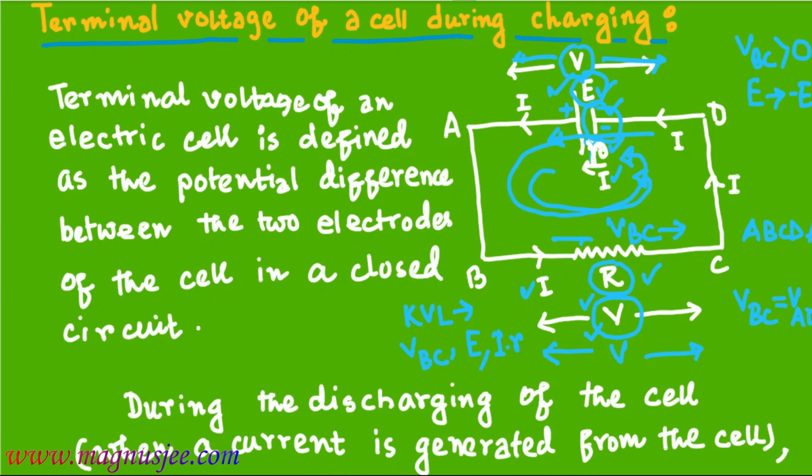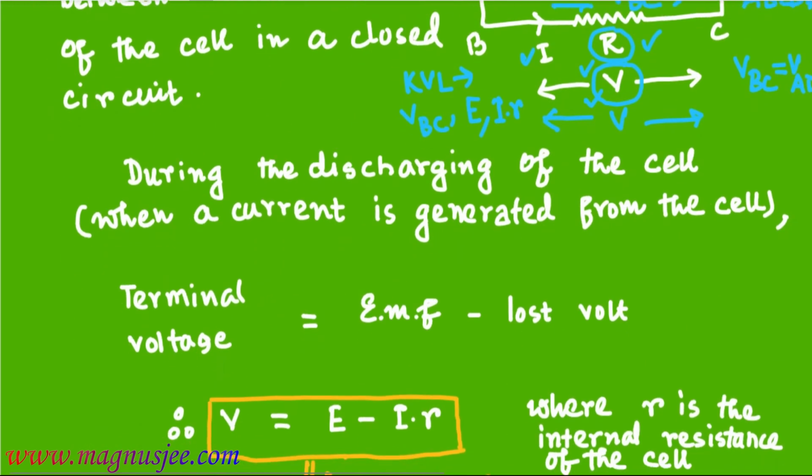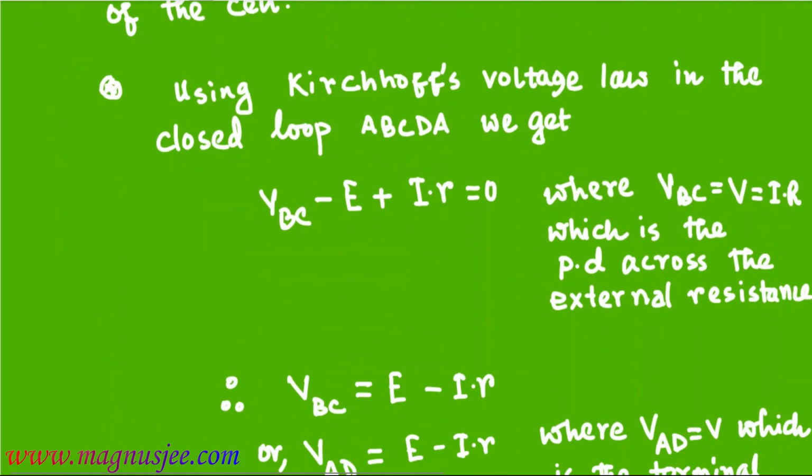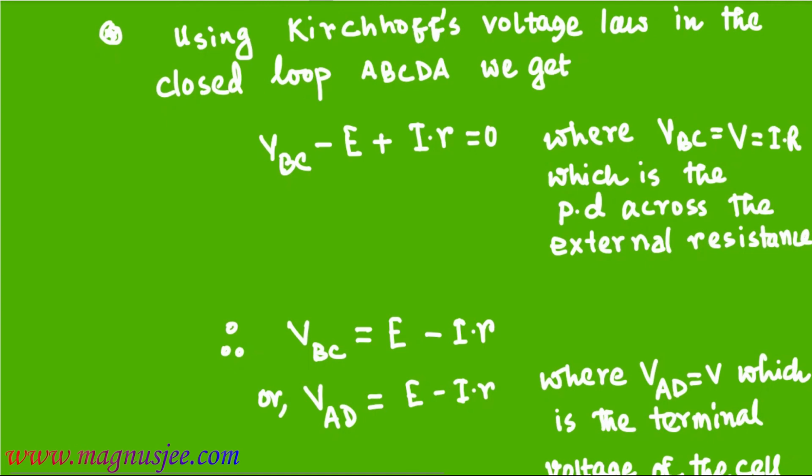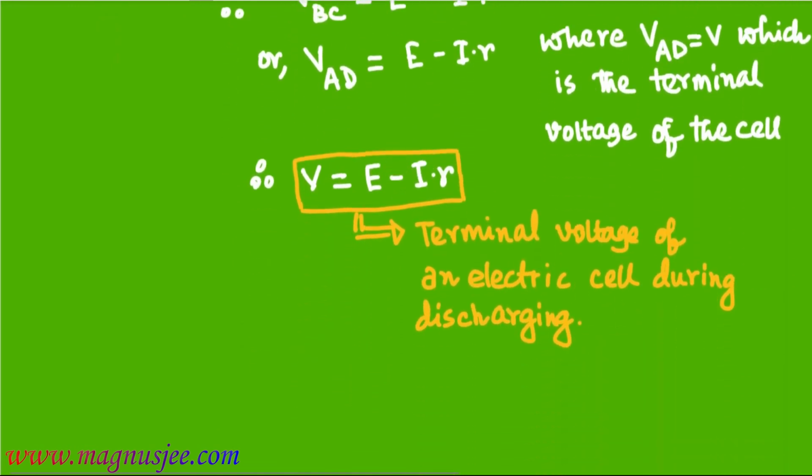r is the internal resistance, and we are traveling from D to A, and current is flowing in the same direction. That's why I dot r, the lost volt, will be positive if we use Kirchhoff's voltage law. I dot r greater than 0. In this equation, VBC minus E plus I dot r equal to 0, in the closed loop ABCDA, VBC is positive, E is negative, and I dot r is positive.